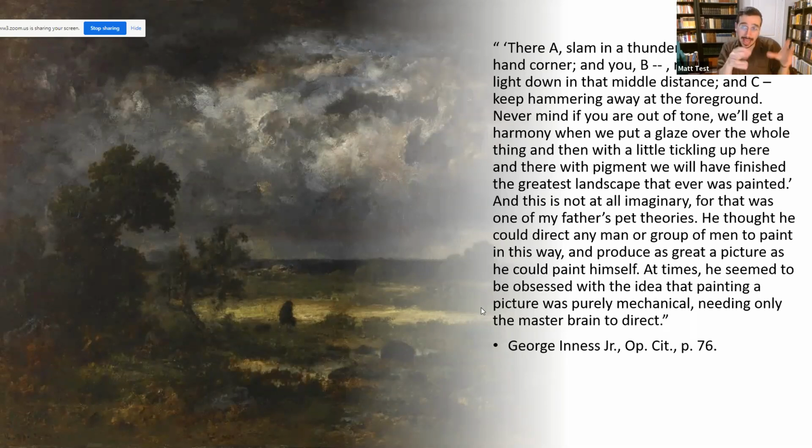He's like, there A, concept A, slam in a thundercloud in the right-hand corner, and then you B, rush a battery of light down that middle distance, and then C, keep hammering away at the foreground. Never mind if you are out of tone, we'll get a harmony when we put a glaze over the whole thing. And then with a little tickling up here and there with pigment, we will have finished the greatest landscape that ever was painted. And this is not all imaginary.